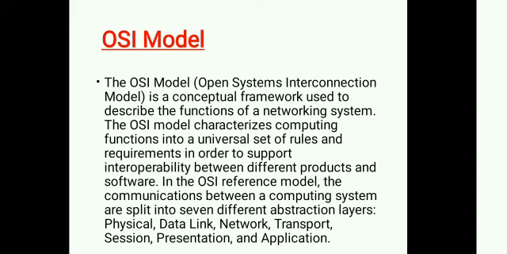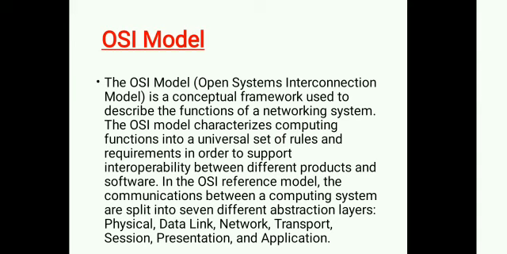First, we have to discuss the definition of the OSI model. The OSI model, which stands for Open System Interconnection model, is a conceptual framework used to describe the functions of a networking system. The OSI model categorizes computing functions into a universal set of rules and requirements in order to support interoperability between different products and software.